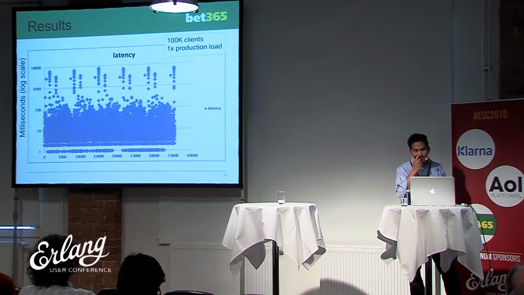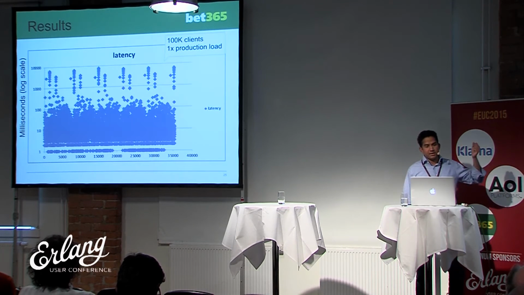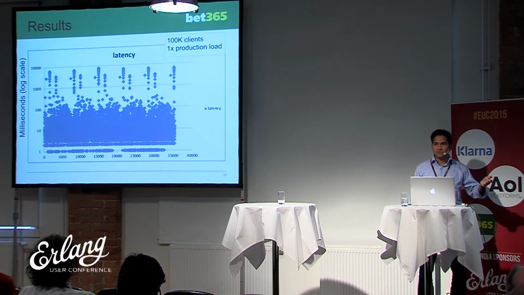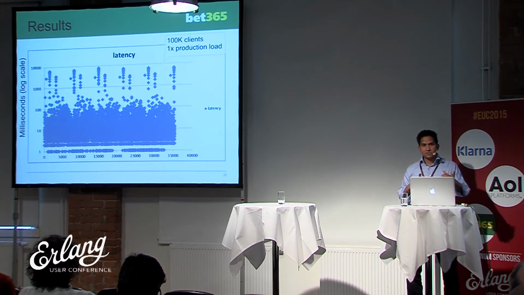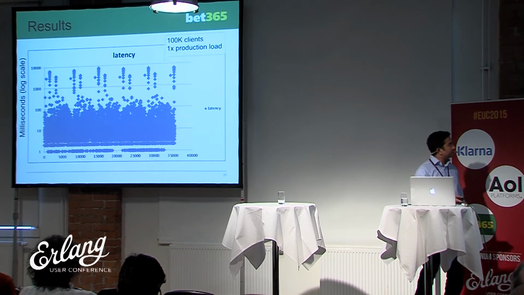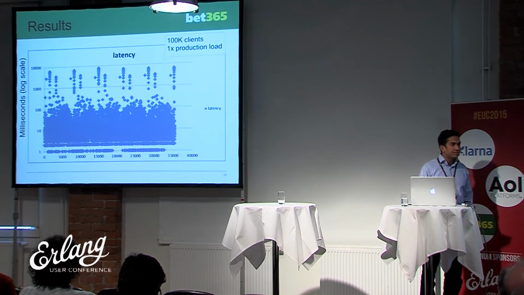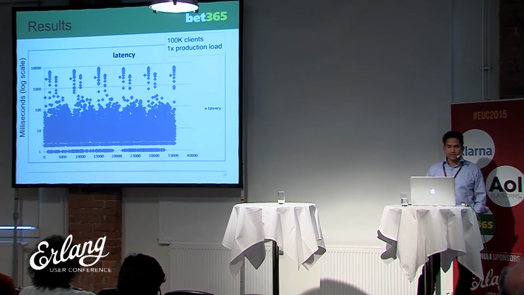So these are the results after we finally fixed all the issues. This graph is showing the latency of a message. Latency is important to us because any update, say our traders changing the odds for a bet, we wanted to get out to the clients as quickly as possible so they see those changes. This graph shows latency for messages for 100,000 clients connected at 1 times our production load, which is basically the production load we were experiencing at that time.